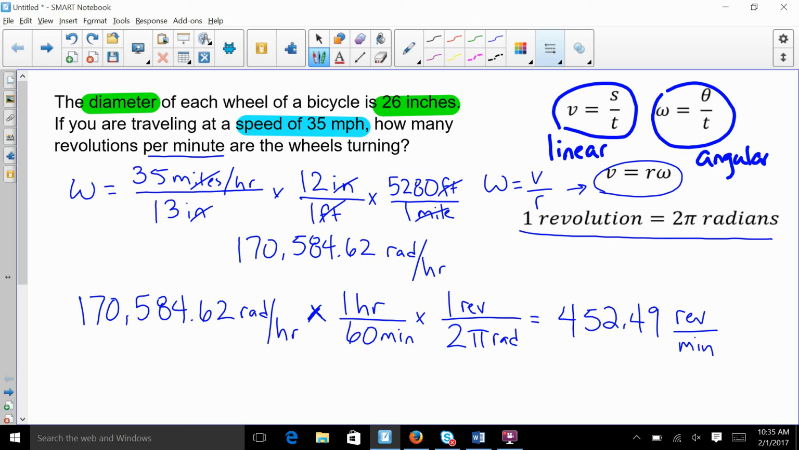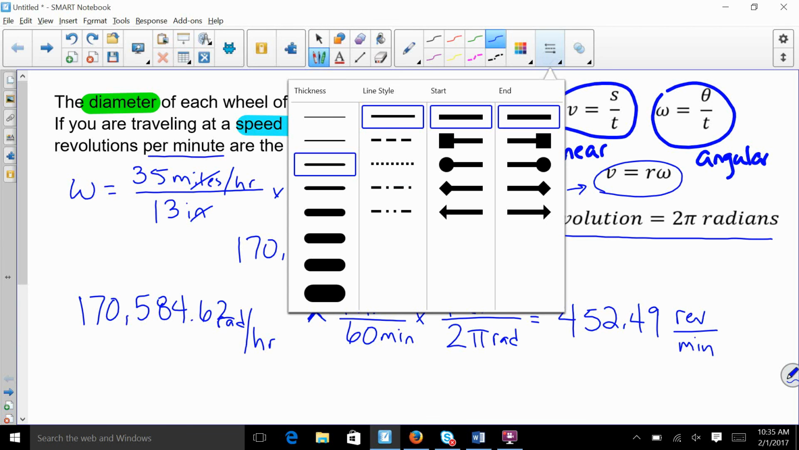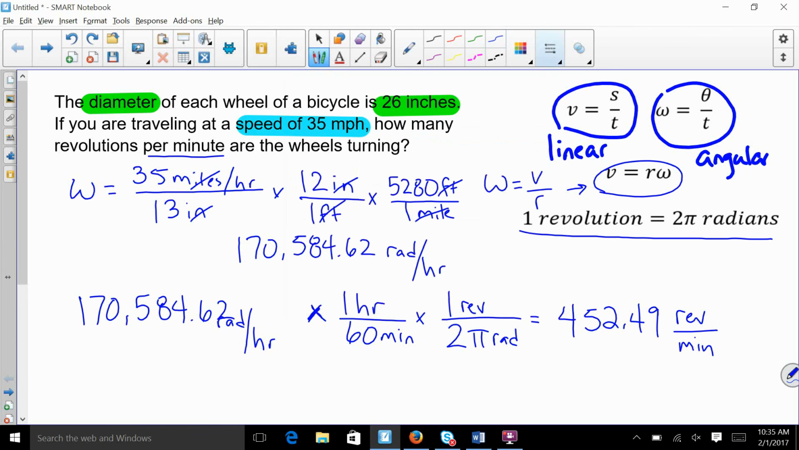And if we look back here, we can cancel out my hour. My hour crosses off here, and I'm left with minutes. My revolution is left here. My radians cancel out here and here. So I'm left with revolutions per minute. So there's your answer.